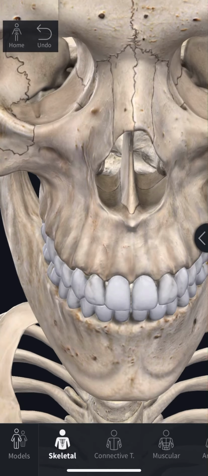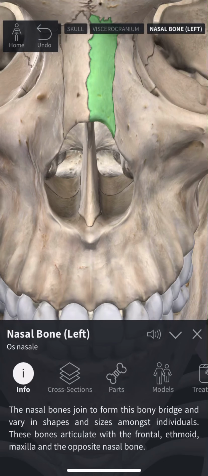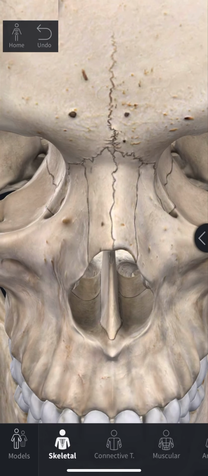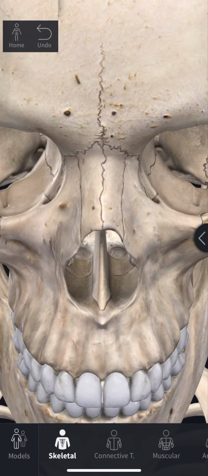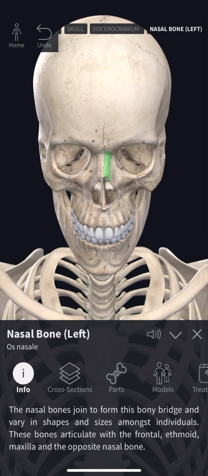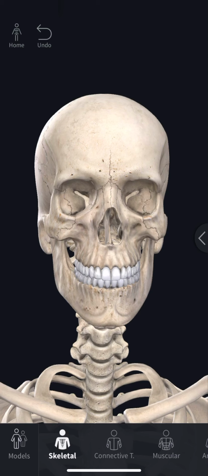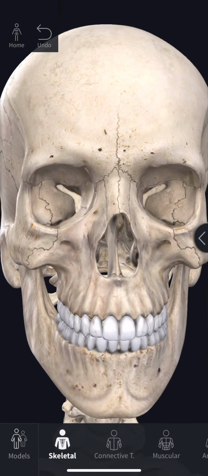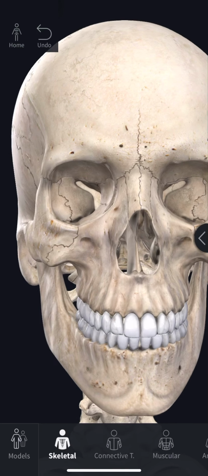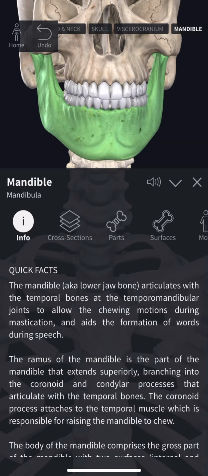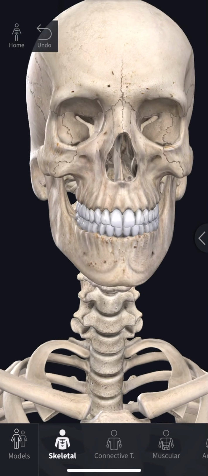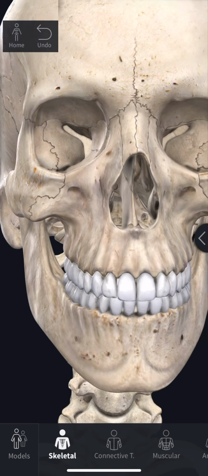Right. So these are the nasal bones, right and left nasal bones. The suture here between the frontal bone and the nasal bones is known as the nasion. All right. Now, looking at the frontal bone, here, this is a mandible. Its description you can see. All right. Now, let's move on to the orbit.